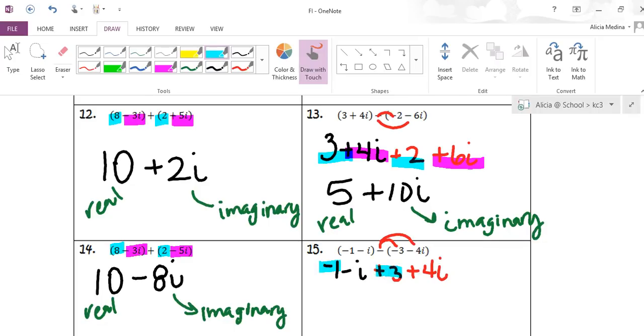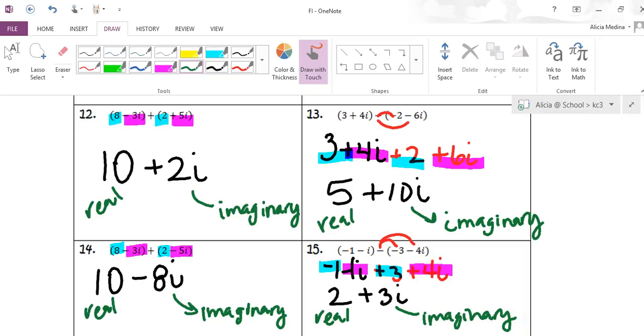Negative 1 plus 3 is a positive 2. And my imaginaries, negative i plus 4i. Remember that if you ever have just an i, there's that coefficient of a 1. So negative 1 plus 4 is a positive 3i. This is my real part, does not have an i. This is imaginary because it does have an i.